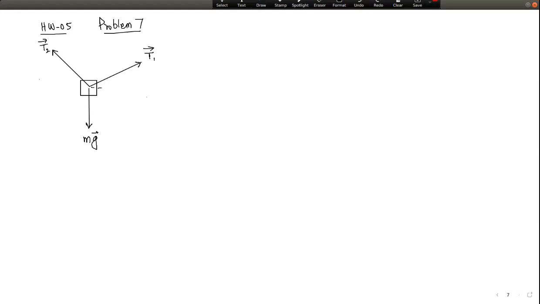I can specify the direction of these vectors more precisely. T1 is acting at an angle of 45 degrees with respect to the negative x-axis, and the second force is acting at an angle of 30 degrees with respect to the x-axis. In part A, we are asked to identify the forces. The forces are, of course, mg, T1, and T2. So three forces acting on it.